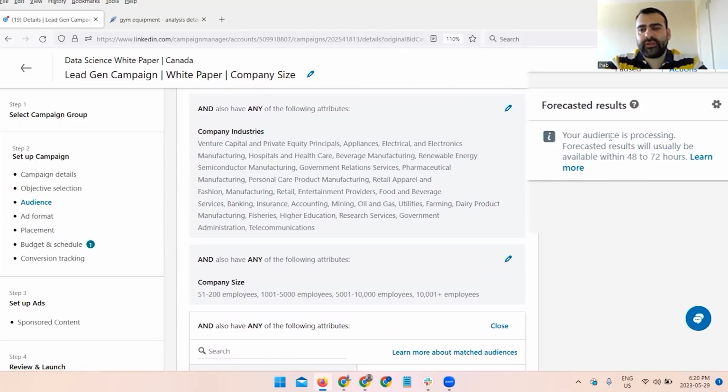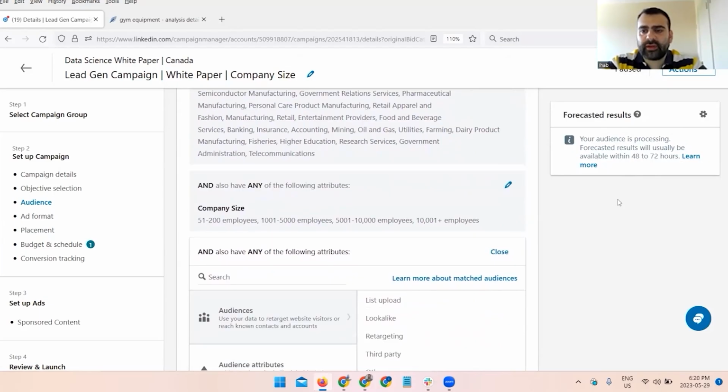And usually here it can give us the audience size. But right now, because it's an older account, it's not available anymore.